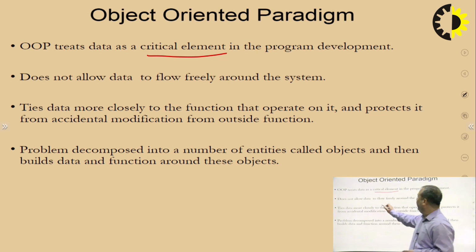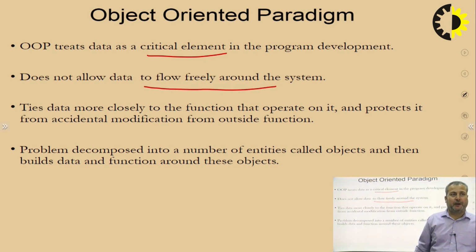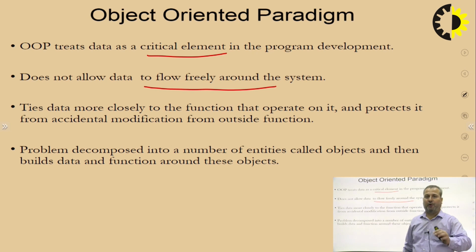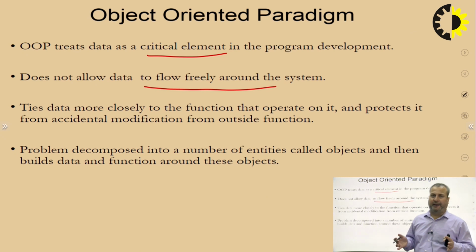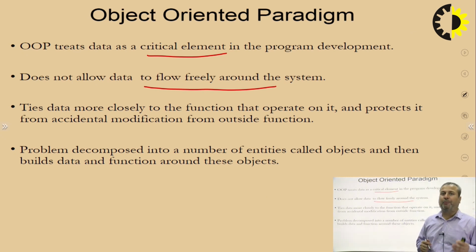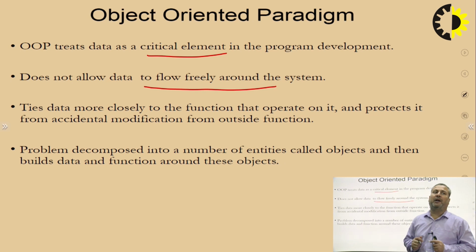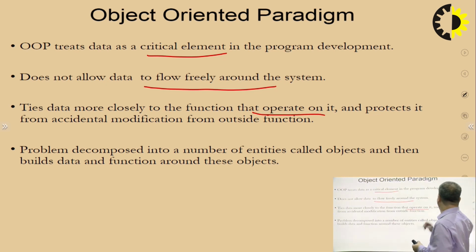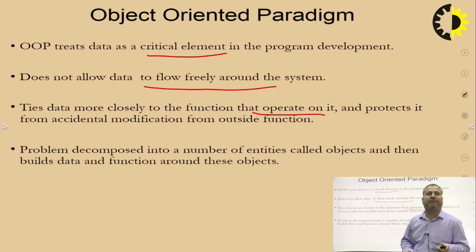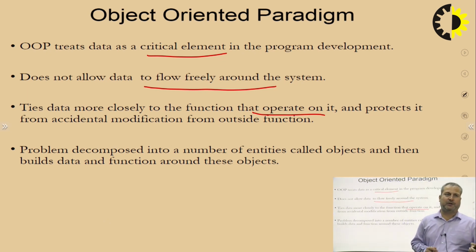It does not allow data to flow freely. Like in procedural programming, we have seen that global data can be accessed throughout the entire program, I mean by all functions. So data is moving freely. That is a point to be addressed in terms of security. But in object-oriented programming, data is not allowed to flow freely around the system. It ties data more closely to the functions that operate on it, and protects it from accidental modification from outside functions.